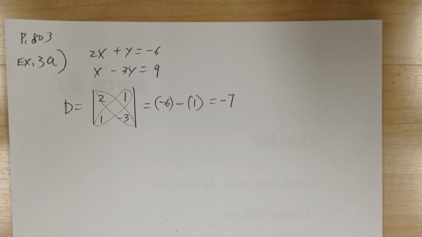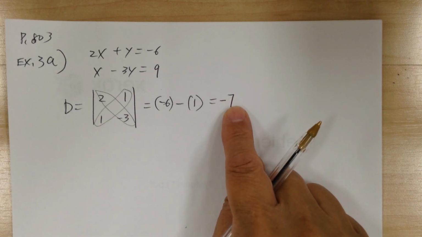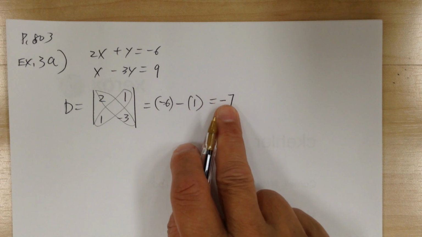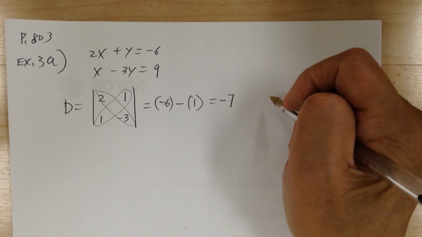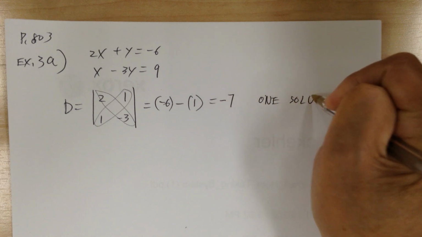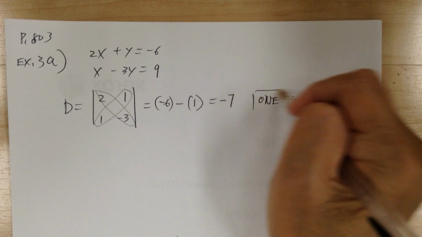Okay, and then, so as long as d is not equal to 0, then you have one solution. Okay, so right away when d is not equal to 0, it means you're fine. So you're going to have one solution. Now, if d equals 0, then you have to do a further check.